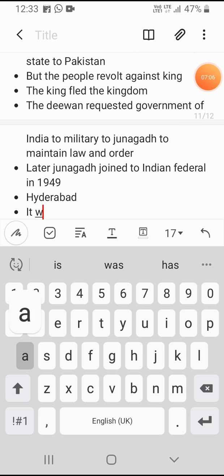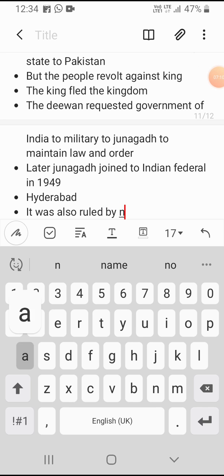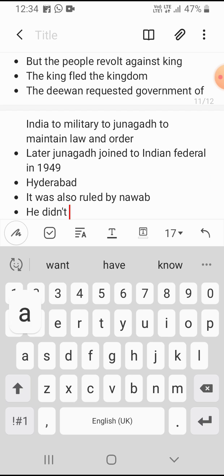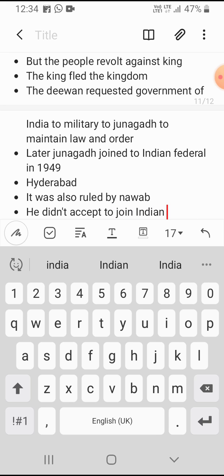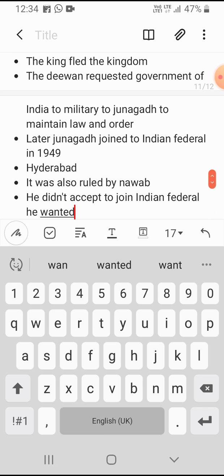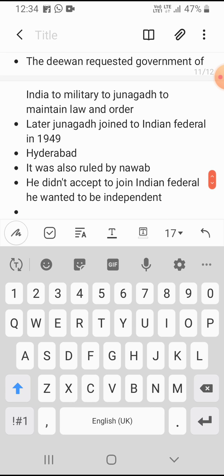Hyderabad was also ruled by a Nawab. He did not accept the agreement. He did not accept to join the Indian Federal. He wanted to be independent. So the Nawab king wanted to be independent. He did not want to join any country.